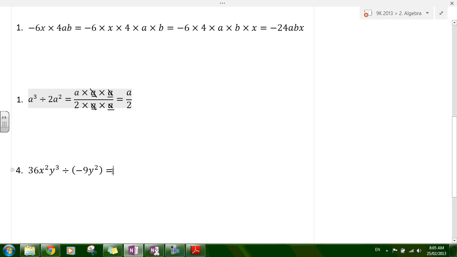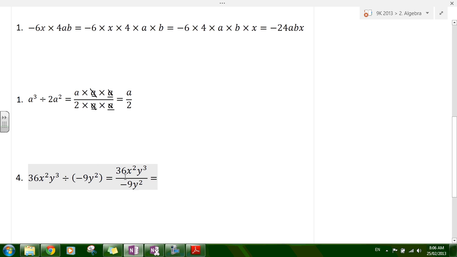So we'll try that same thing for this one. So we've got 36x squared y cubed divided by minus 9y squared. Okay, so that's a bit of a mouthful, but we'll see how we go. So we're going to rewrite it first. So we get 36x squared y cubed over minus 9y squared. Okay, so that's our first step.